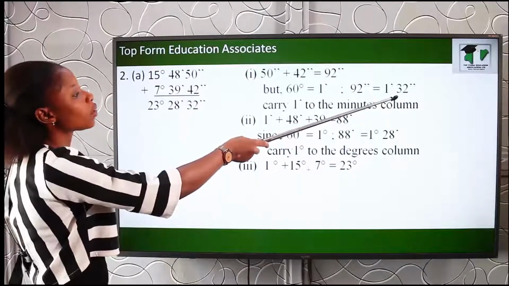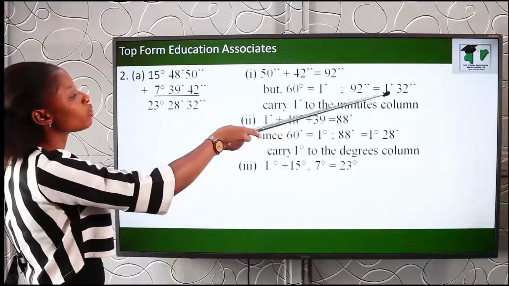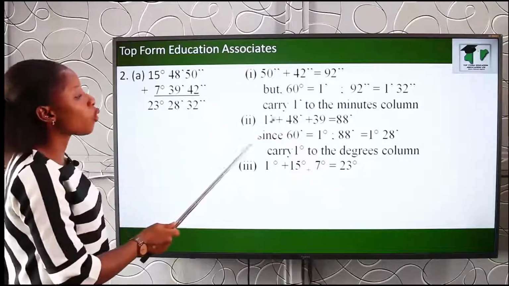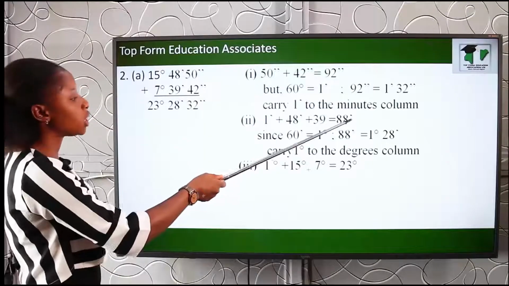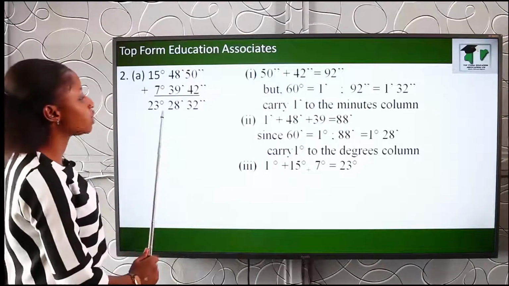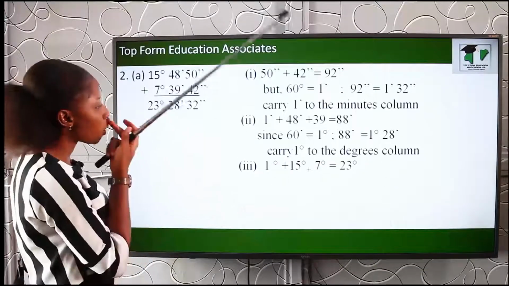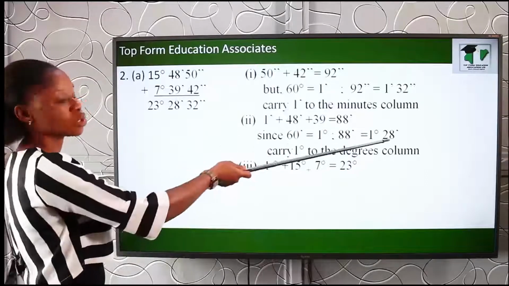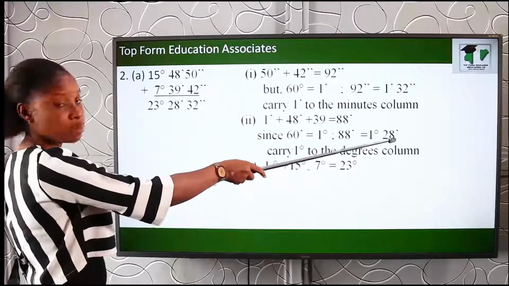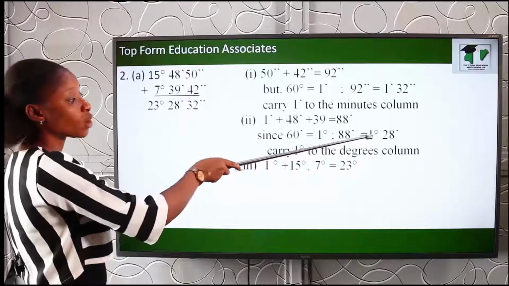Because we have a remainder of 1 minute, we're going to take it to the minutes column. Now when we add it to that, we're going to get 88 minutes. We also can't write it down because 60 minutes is 1 degree. So we're going to subtract 60 from 88, which will give us 28 minutes, that is 1 degree, 28 minutes.